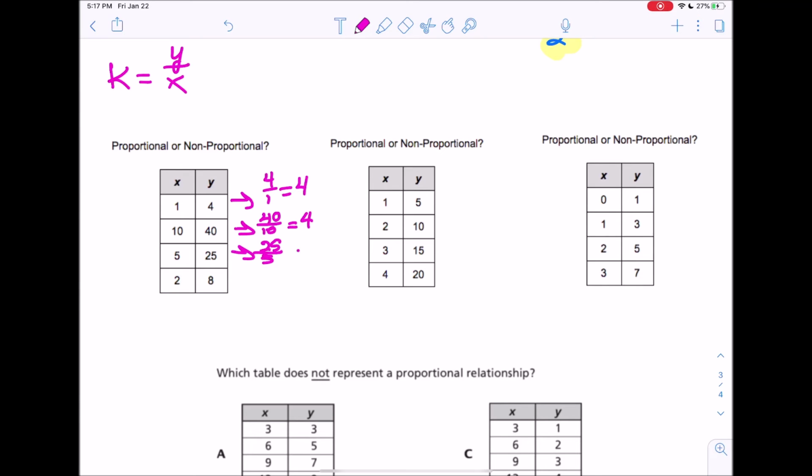25 divided by 5 equals 5. Oops. Nope, that's a problem. So it's not proportional. All right, let's check the next one.